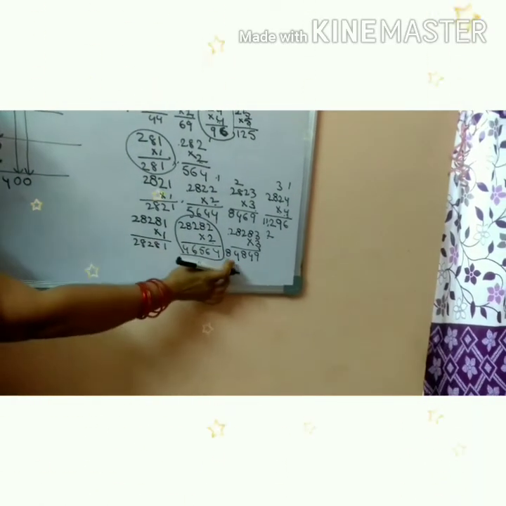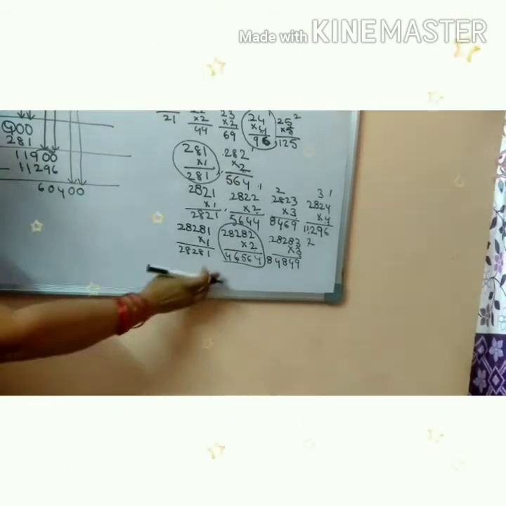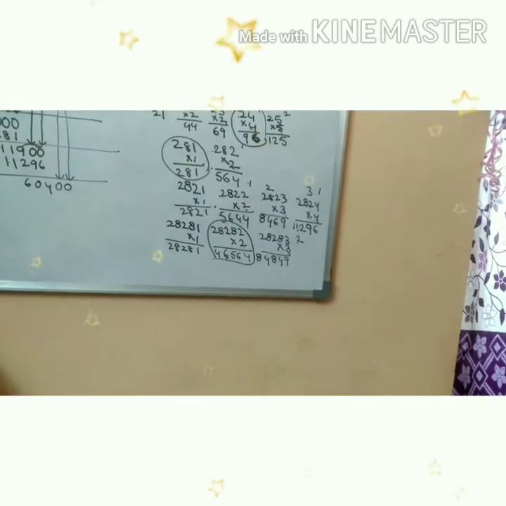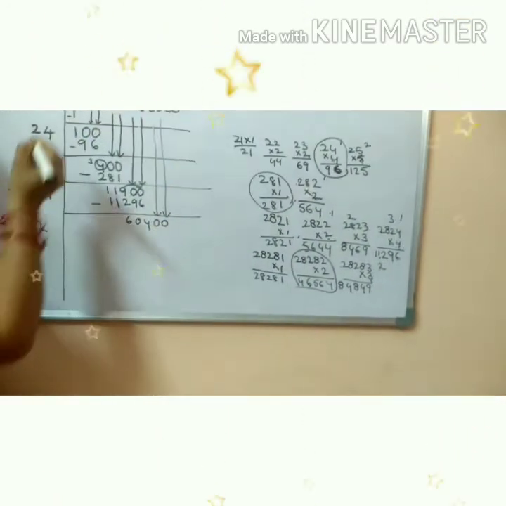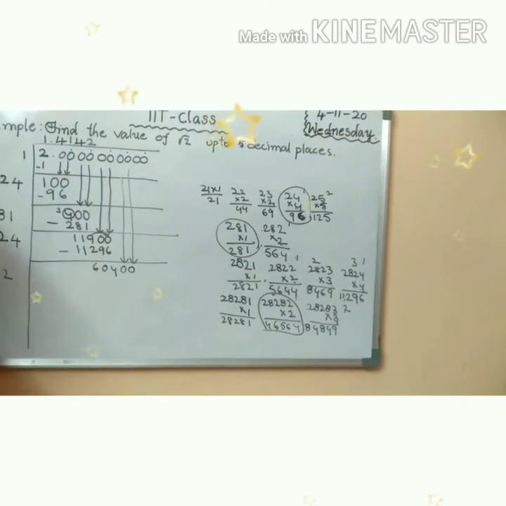46,564 is greater than 60,400, so the nearest number is 60,000. So which number is multiplied? Which number is multiplied into 2? We should write here 2. So write that.